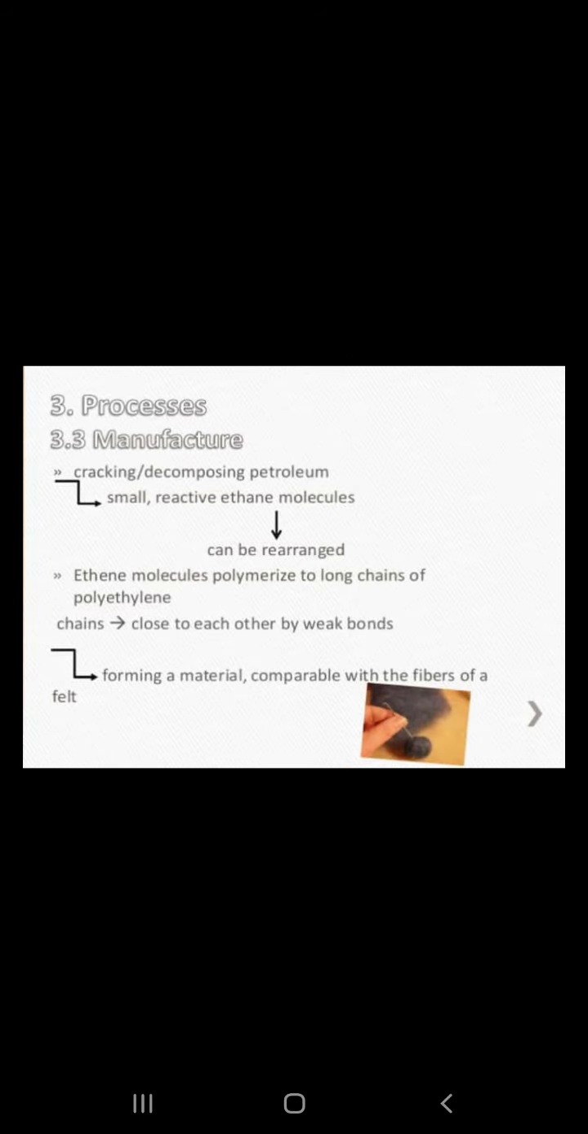Manufacture: by cracking, decomposing petroleum, small reactive ethene molecules can be rearranged. Ethene molecules are polymerized to long chains of polythene, and the chains are held close to each other by weak bonds, forming a material comparable with the fibers of a plate.